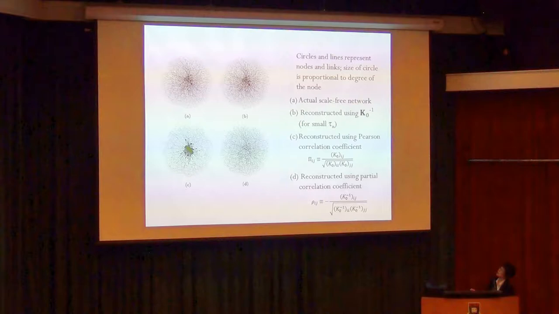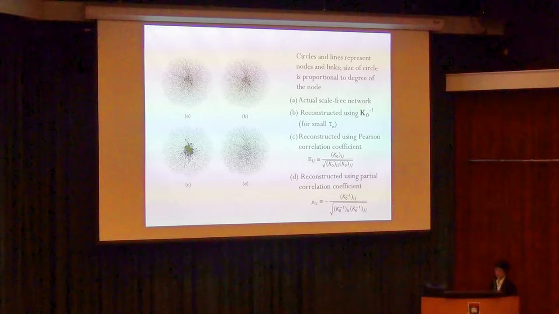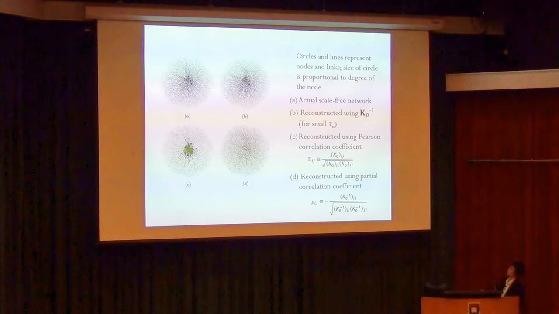All these dots are the nodes, and the larger the size, the larger the degree of the node, meaning the larger the number of links connected to it. And the lines that you see there are indeed the links. So that is the original network represented in this visualization.